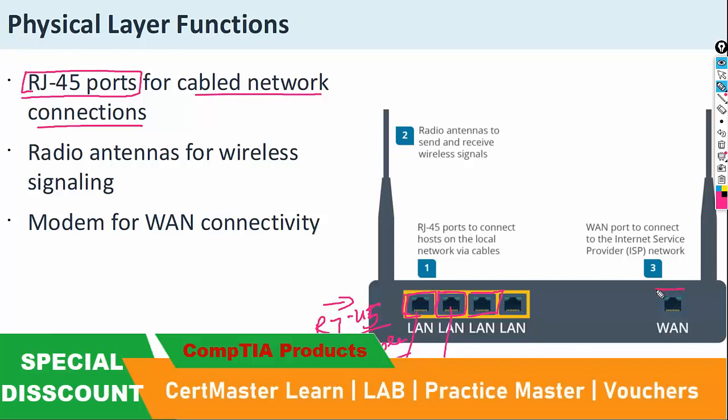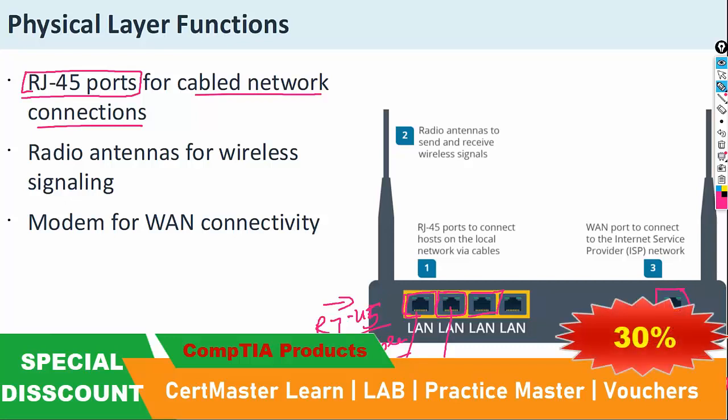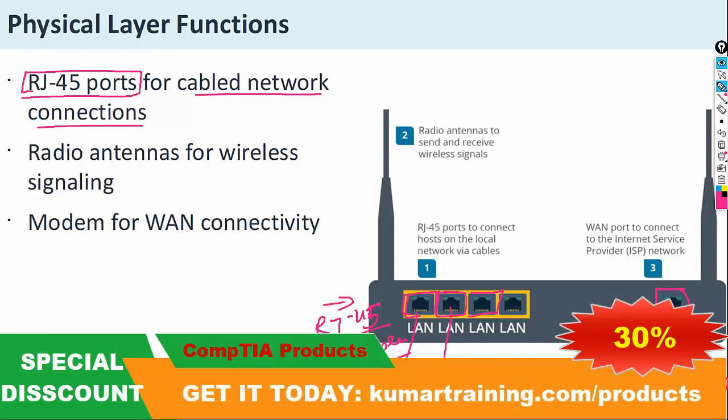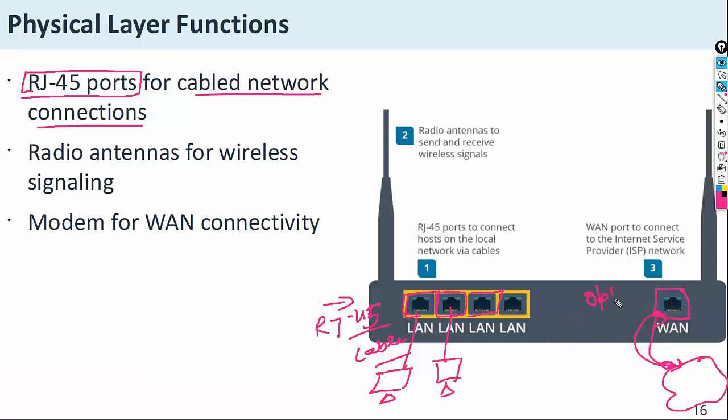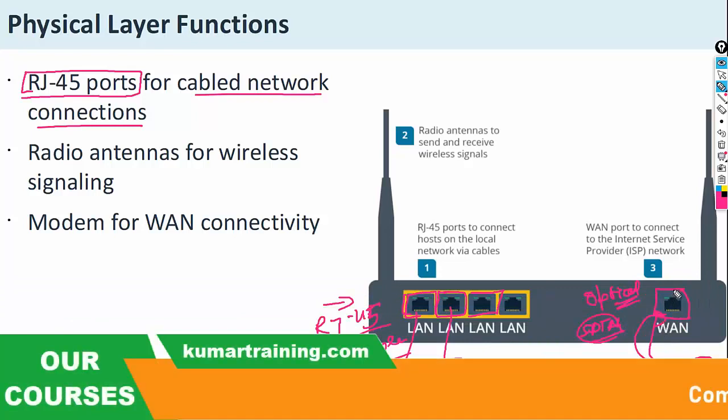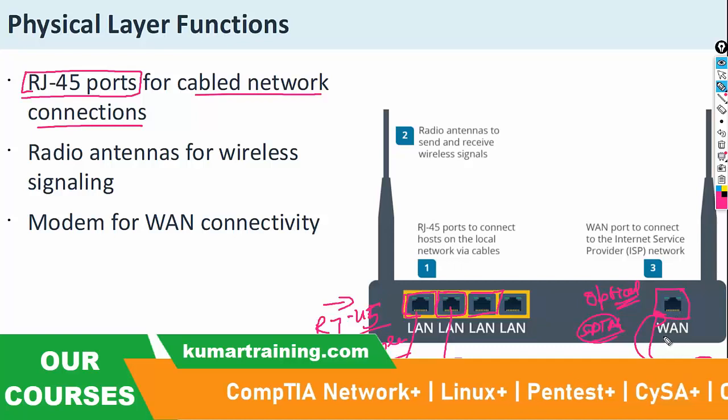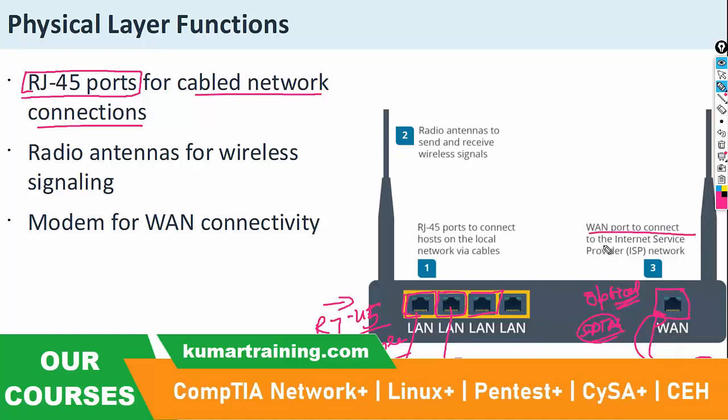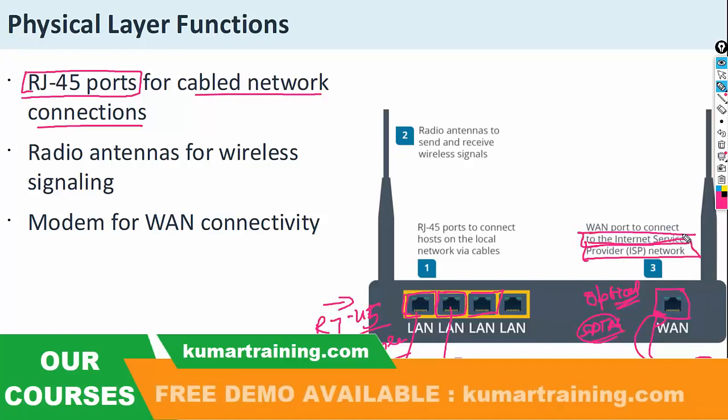There is another port, the WAN port, which connects with the internet. One cable comes from the internet and is connected to the WAN port. It may be RJ45, or it may be fiber optical, or it may be a cable. So it is working as a modem as well for WAN connectivity. The WAN port connects with the internet service provider. It may be BSNL, Airtel or another internet service provider.